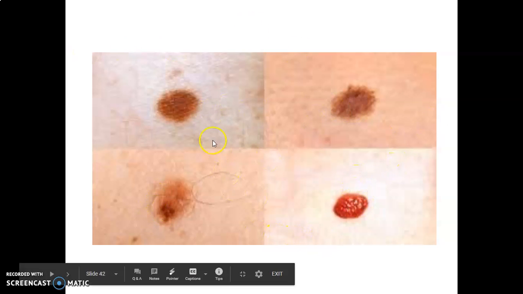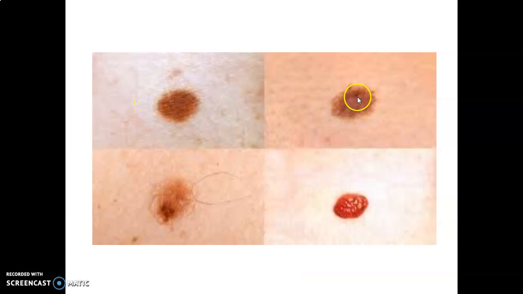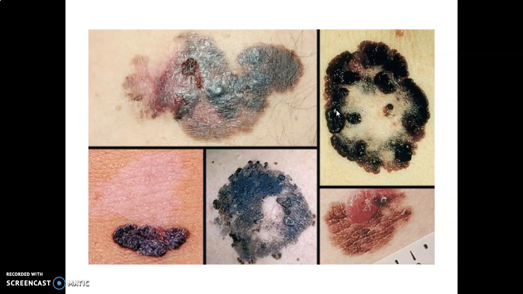Pretty normal moles. They don't have to be raised over the surface like this. Notice these are under the surface of the skin, but all of them got pretty good symmetry, pretty good defined border, colors pretty well right. Diameters, they're probably pretty small, and we don't know about evolving. These are no good, okay?